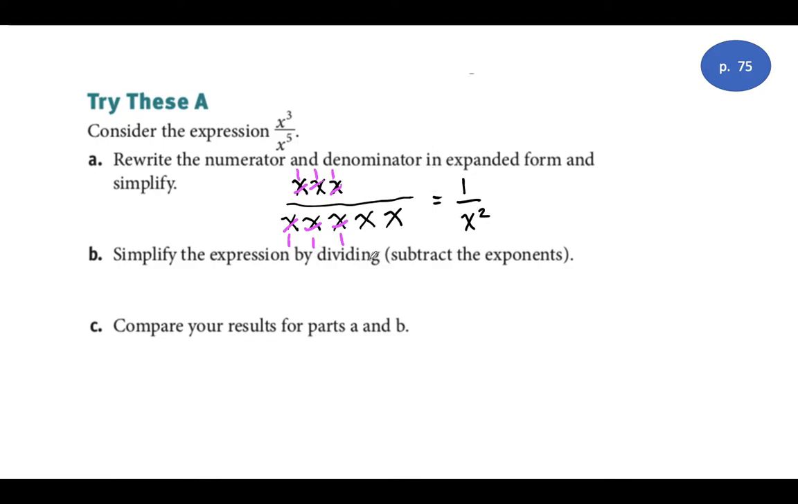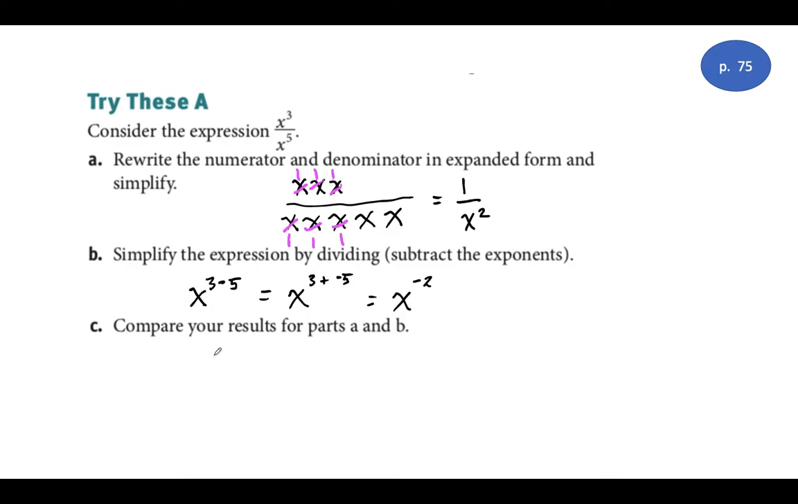Now it says simplify the expression by dividing. So we're using our rules now. Our rules say when we divide powers with the same base, we subtract the exponent of the numerator minus the exponent of the denominator. I could even write that as 3 plus a negative 5, because I don't like subtraction. But either way, you're going to get x to the negative 2 power.